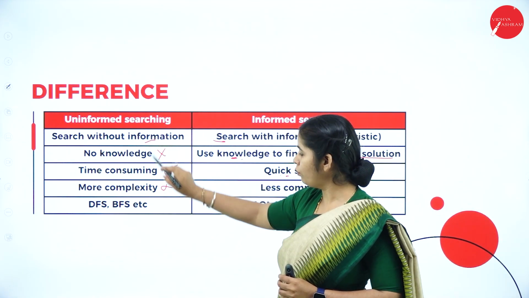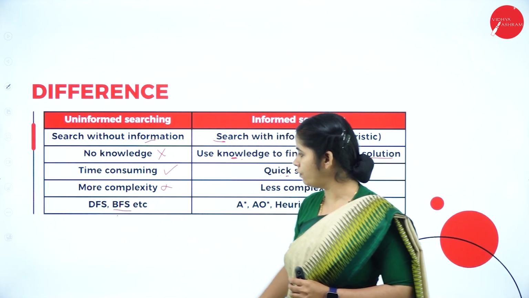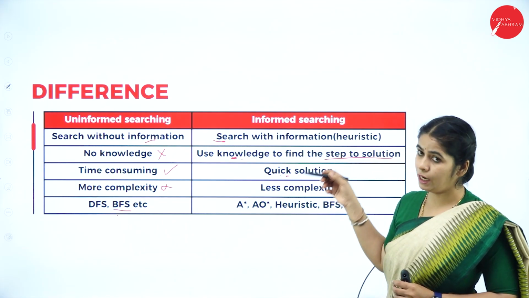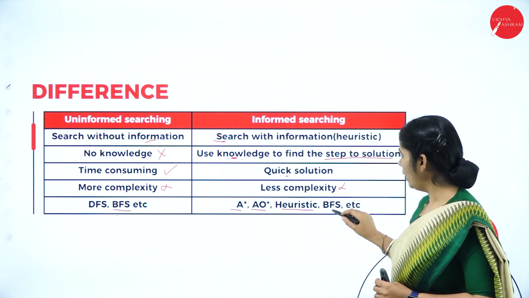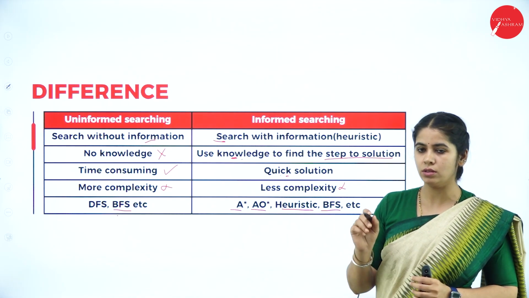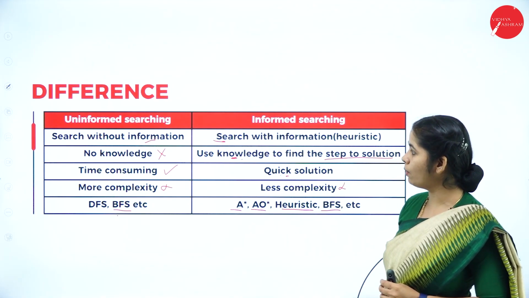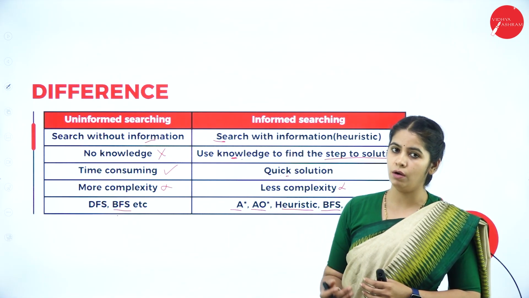Examples of uninformed search are depth first search and breadth first search. Examples of informed search are the A star algorithm, the AO star algorithm, and heuristic BFS, that is best first search, etc. These are some of the differences between uninformed search and informed search.